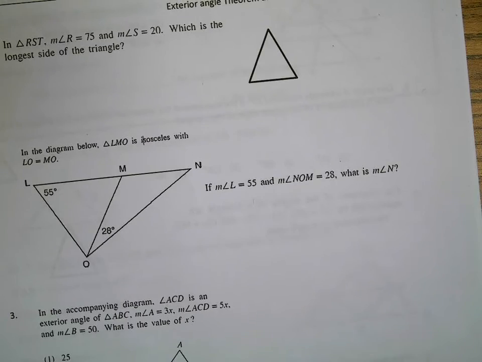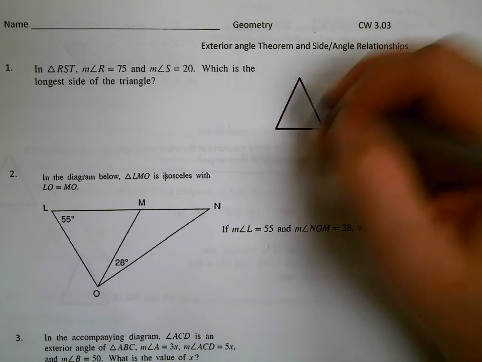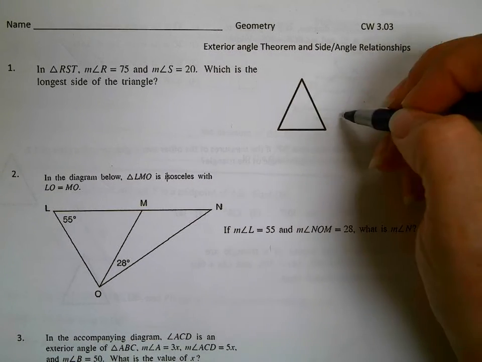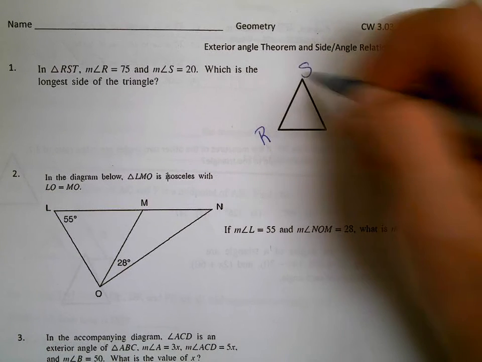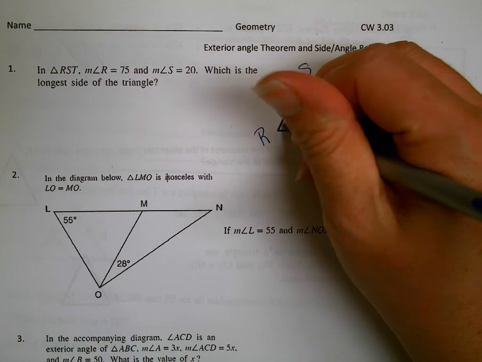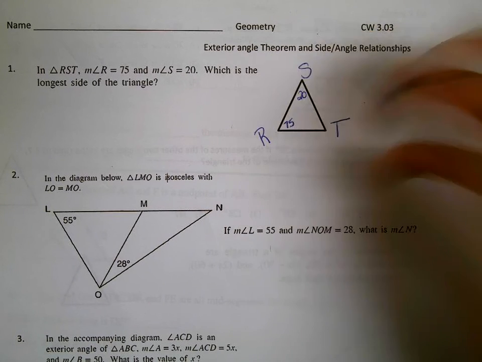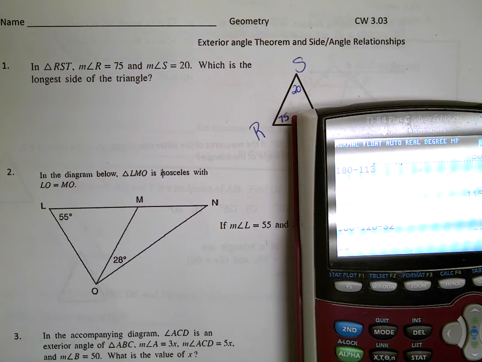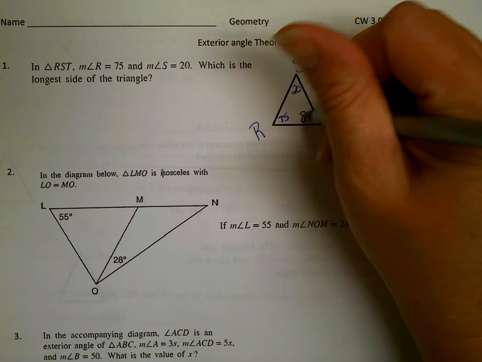Looking at your classwork examples, please label your pictures. Now, this picture looks about equilateral, but you have to use the measures given to you. So if R is here, S is here, the third angle is T, triangle RST. R is 75, S they tell you is 20. So we have to do some math there. So 180 minus 75 minus 20 gives you the third angle, 85 degrees.